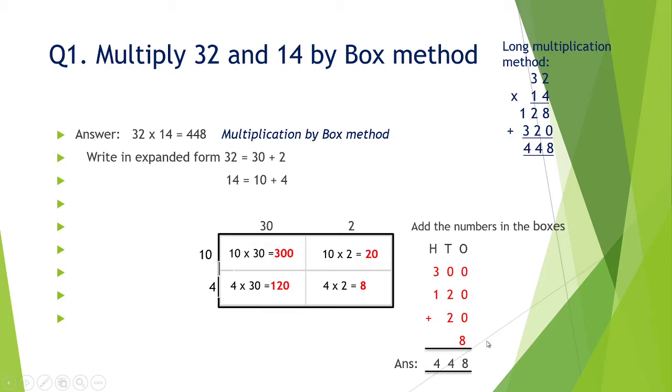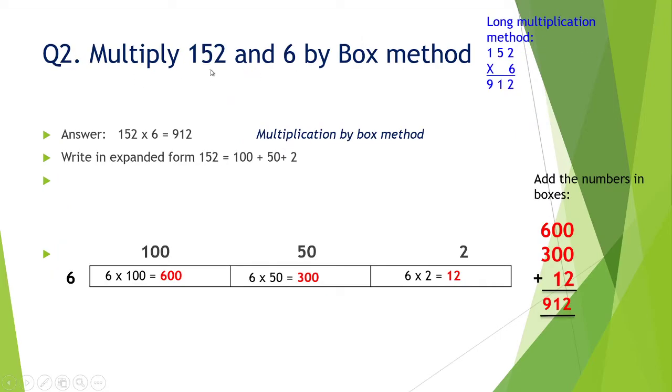Children, please note that you have to write the numbers in the right column, meaning ones, tens, hundreds. Please take care of this. After adding this you are getting 448 as the answer by the box method, and here you can see the long multiplication method. By long multiplication you are also getting 448. So you can use any one of these methods, box method or long multiplication, for finding the product. Moving to the next question.